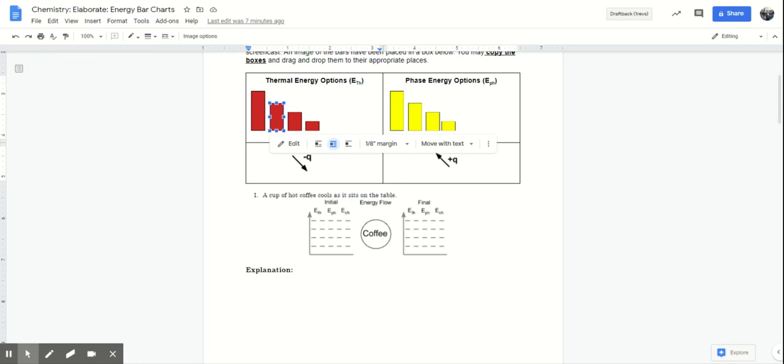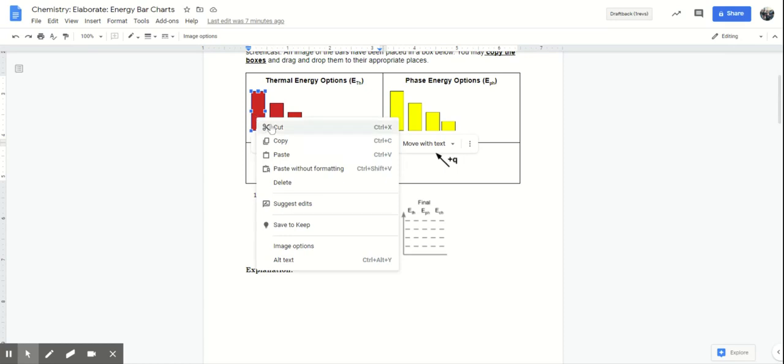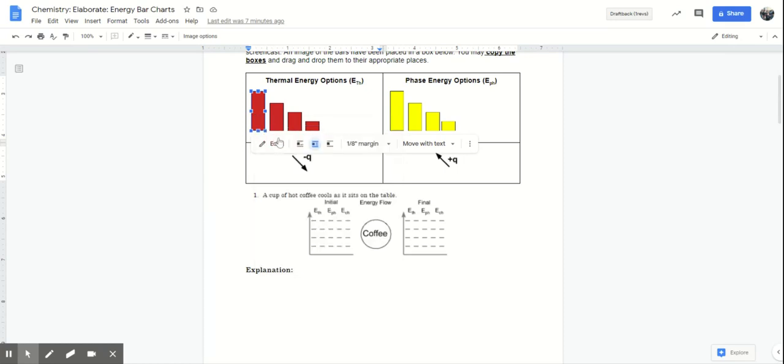So looking at question number 1, it says a cup of hot coffee cools as it sits on the table. So you could make that 4 bars or you could make that 3 bars, okay, for starting off with, because it's hot. So I'm going to say that it's like super hot. Maybe I'm someone who really likes to drink my coffee very hot. So I'm going to copy that, and then I'm going to go ahead and paste another copy of that, and I'm going to move it down here to my thermal.